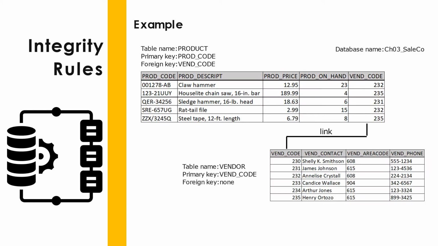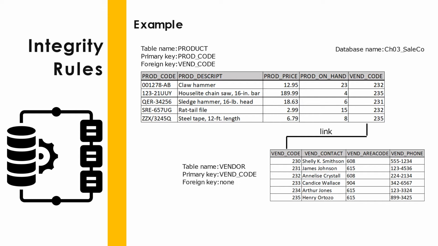In this example, we have the table named product and the table named vendor. In the table product, we have the primary key product code and foreign key vendor code. In the table vendor, we have the primary key vendor code and we don't have any foreign key. Now, to check the entity integrity, we take a look at the primary key. In this case, we take a look at the values of the product code and check for each of them if they are unique and if we don't have any null values.